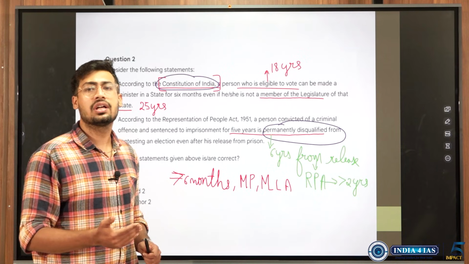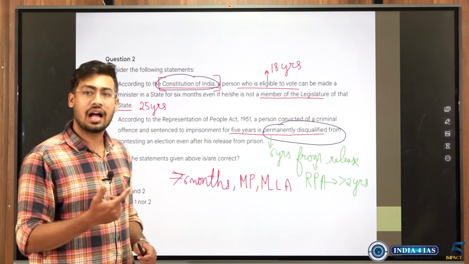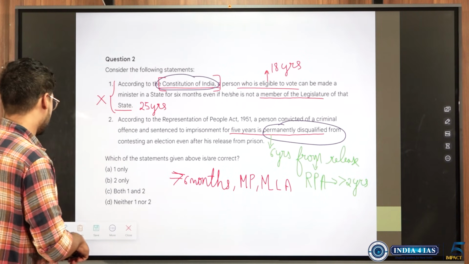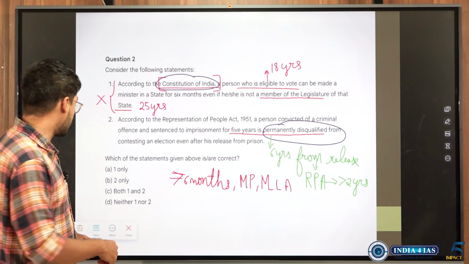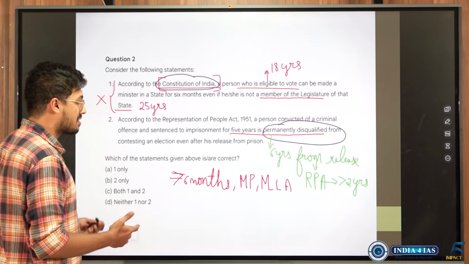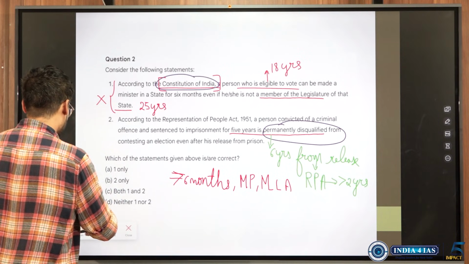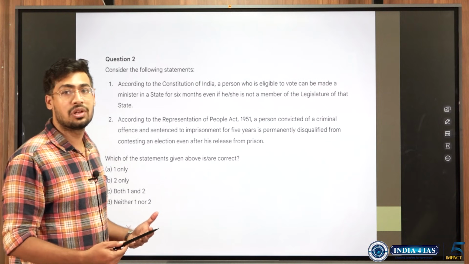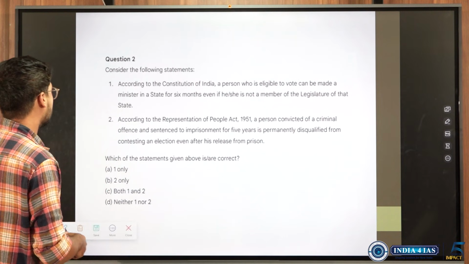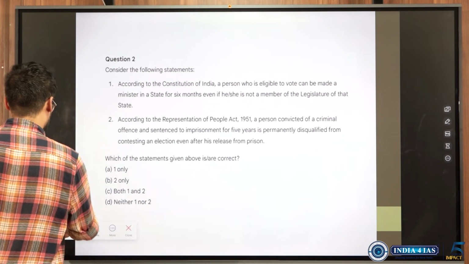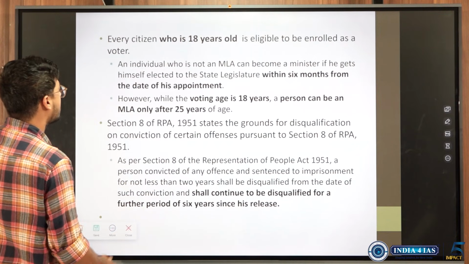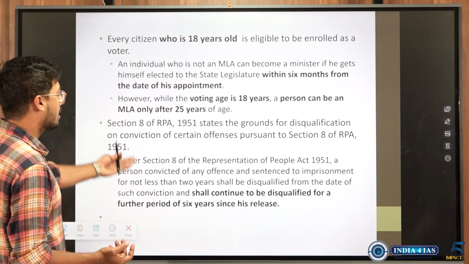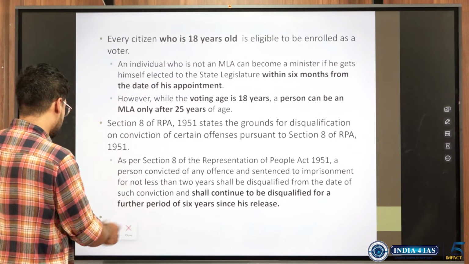The Supreme Court also said this through the Lily Thomas case, and the same is mentioned in the RP Act 1951, right? Actually this should have been much better. We shouldn't have allowed someone who has been imprisoned for 2 years to even contest the election. This is one of the reasons why the criminalization of politics is still continuing, right? So we'll move ahead. Every citizen at 18 years, same thing, needs 25 years to become this, and shall be disqualified for a period of 6 years.